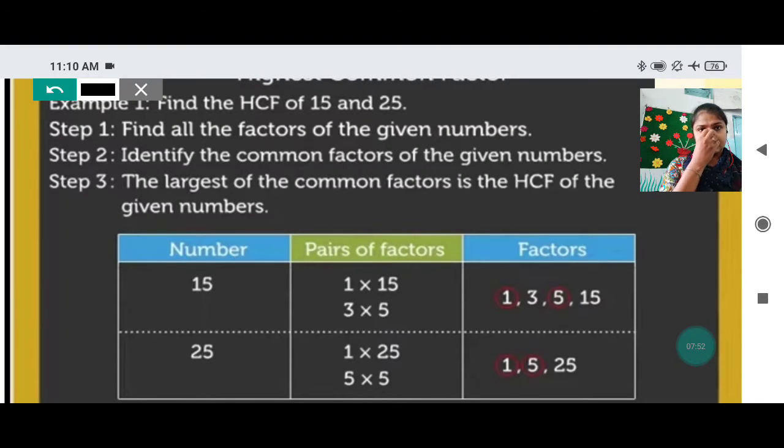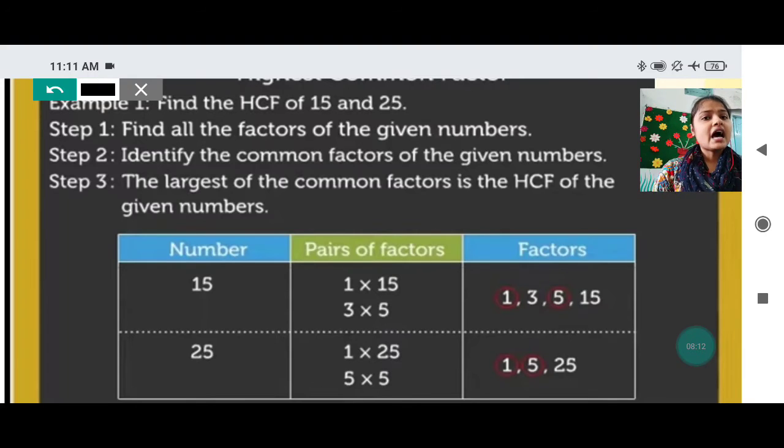Now next one you can see. Another example I have taken. Find the HCF of 15 and 25. What are the steps? Here I have written step by step, which I have already dictated. You can see. First step is to find all the factors of the given numbers. First try to find all the factors. That we can find by dividing.